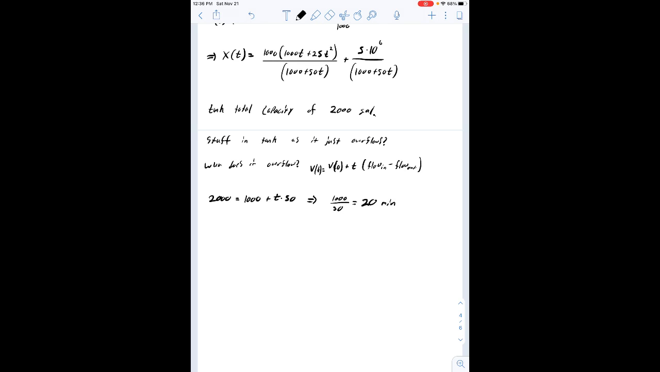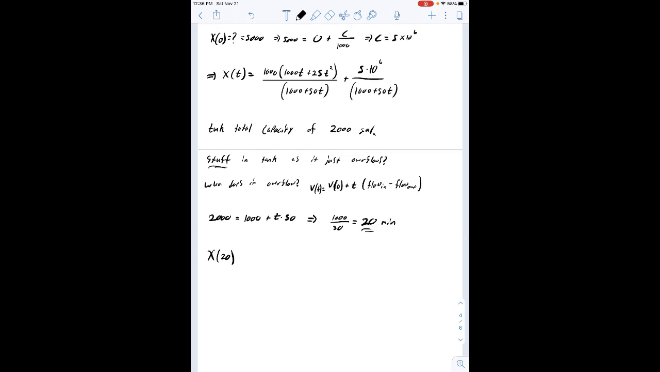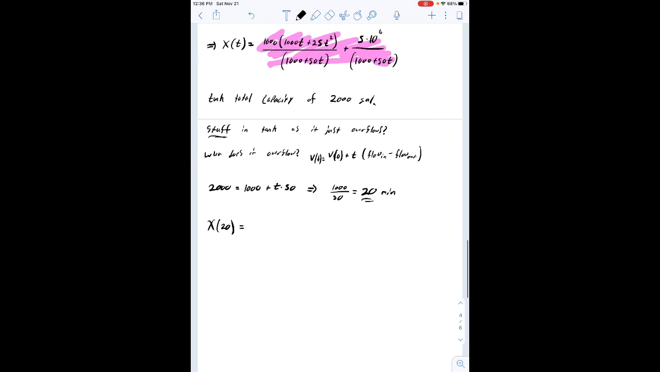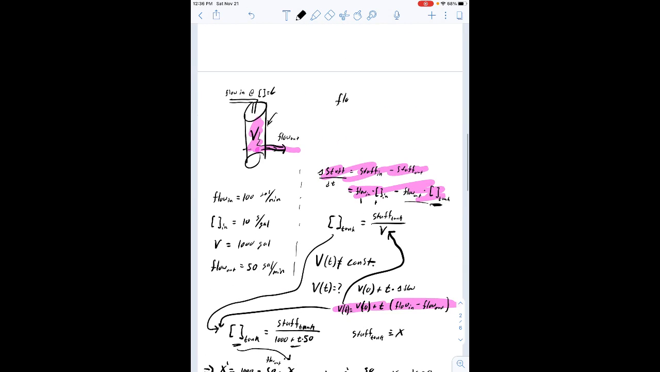20 minutes. So now we say, well, what's the amount of stuff in my tank just as it overflows? We already know my time. So now it's just asking, what is my x at 20? If we plug this in, we get all this stuff up here. And then instead of t, you just plug in t equals 20, and we have our answer. Awesome. So now we know how to solve a brine tank problem when our flow in is not equal to our flow out. And it's basically the exact same steps as our original one.